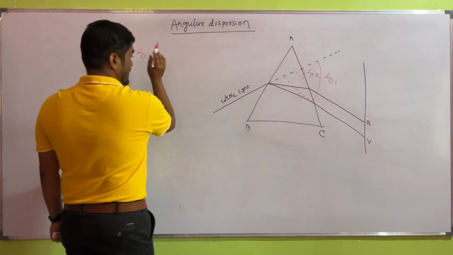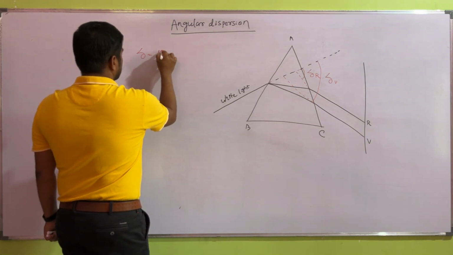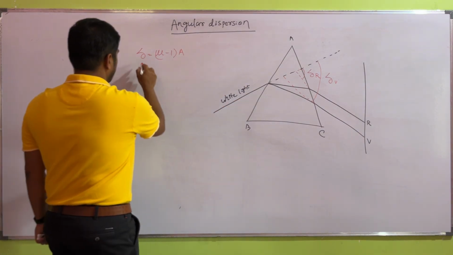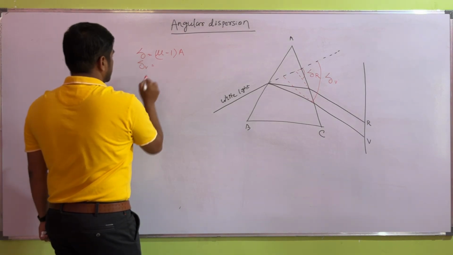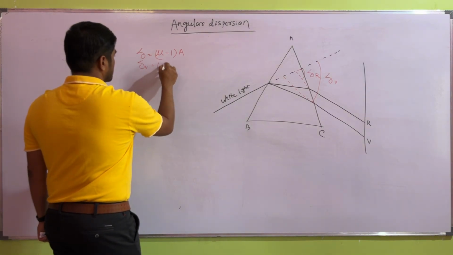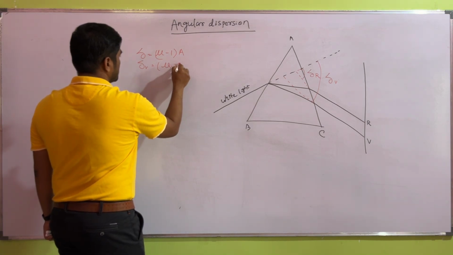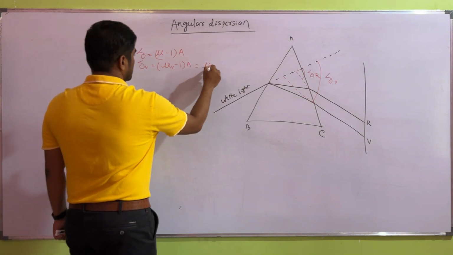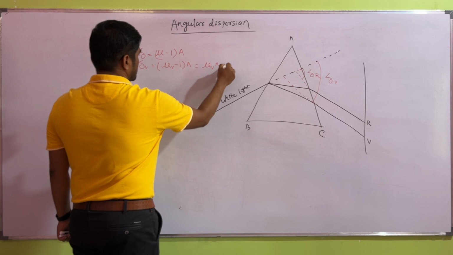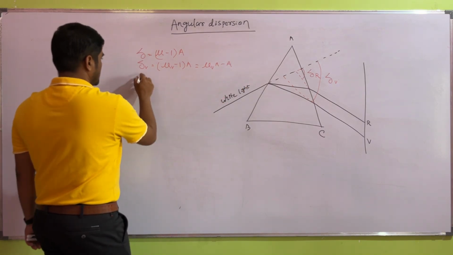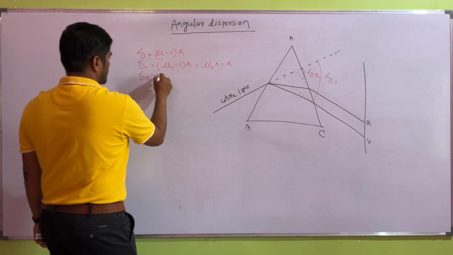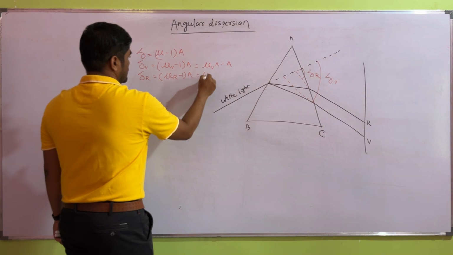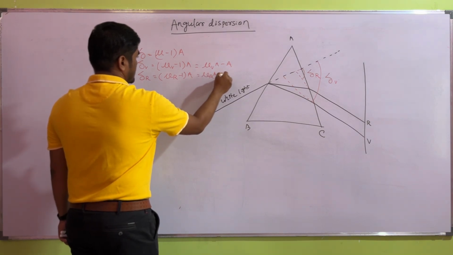So the formula of angle of deviation is (mu minus 1) into A. For violet, it will be delta V, that is (mu V minus 1) into A, that is mu V A minus A, and for red color it will be delta R, that is equal to (mu R minus 1) into A, that is mu R A minus A.